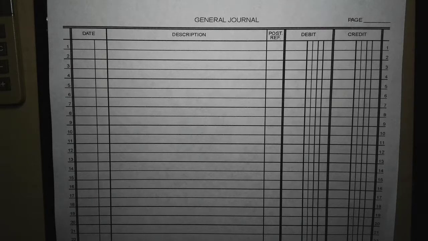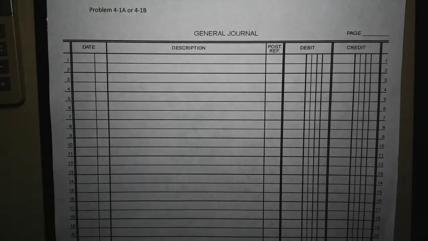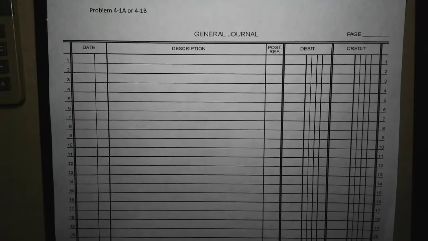So I'm going to take a look at problem 4.1a in the textbook, and that's on page 107. And the transactions that we're going to look at are going to look exactly the same as they did in chapters 2 and 3. The only difference is that we're going to use this document to record them.